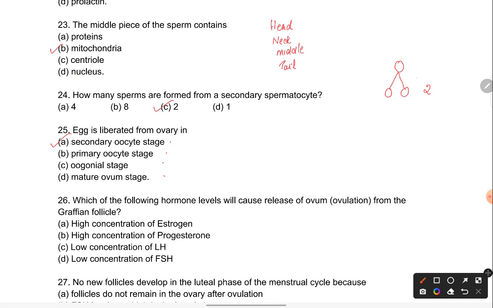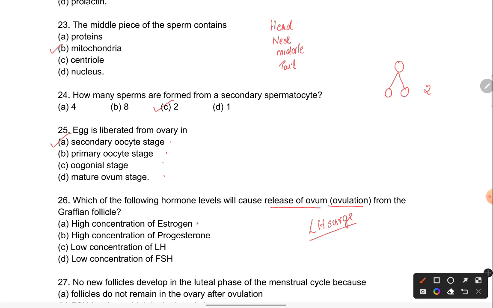Now question number 26. Which of the following hormone levels will cause a release of ovum from the Graafian follicle? That process is called ovulation. The bursting of the Graafian follicle and the release of the ovum take place whenever the LH level increases. That condition is known as the LH surge. But that option is not here. We can see the options.